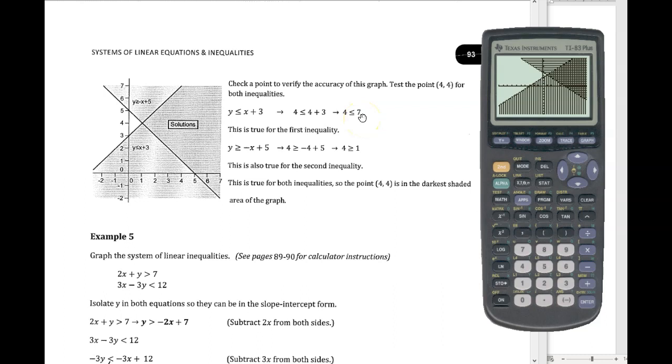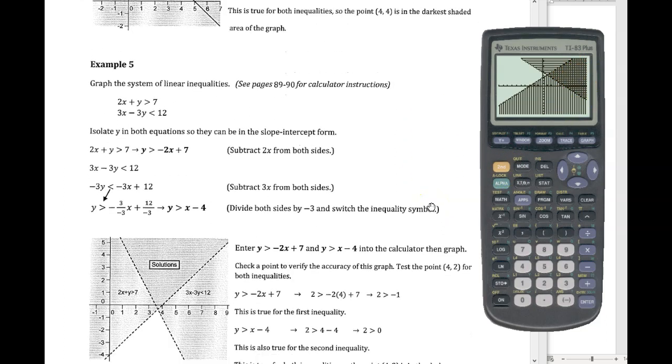4 is less than 7, so that's true. If we plug in (4, 4) into the second inequality, we end up with 4 is greater than or equal to 1. 4 is greater than 1. So since the test point (4, 4) comes true for both inequalities, that means that this area that has a test point is in fact the solution. It has the solutions for the system of inequalities.